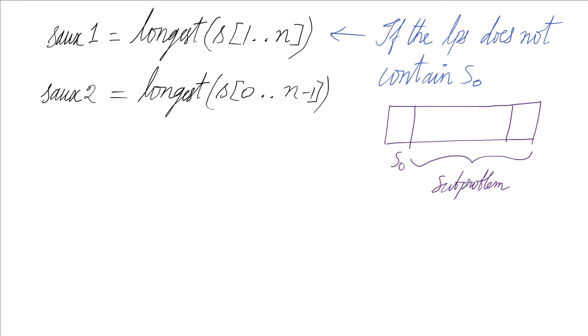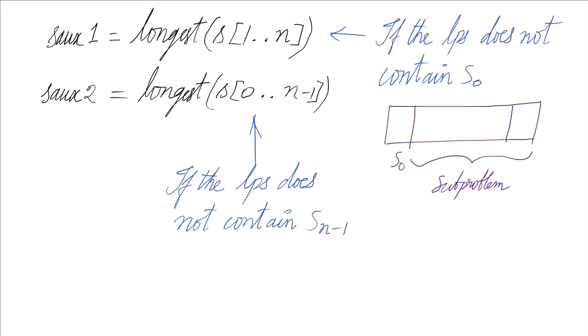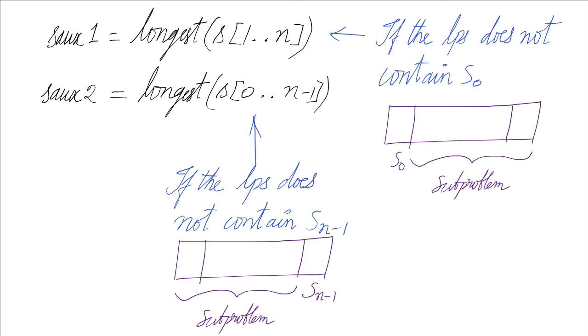And SX2 will be the longest of the other possibility, which is excluding the last character in the string. So we go from the first character all the way to the character 1 less than the last character. So this is the LPS that does not contain the last character. In this case, this is the subproblem.